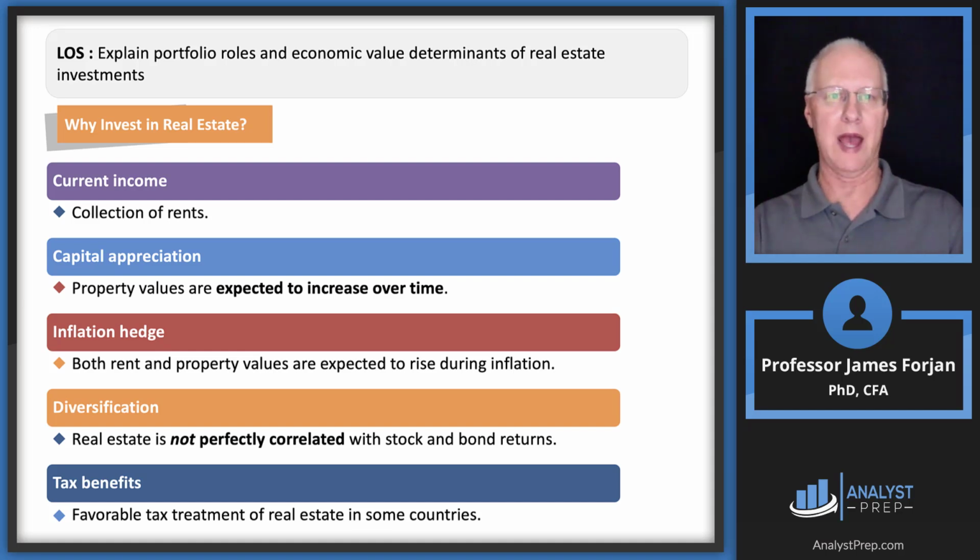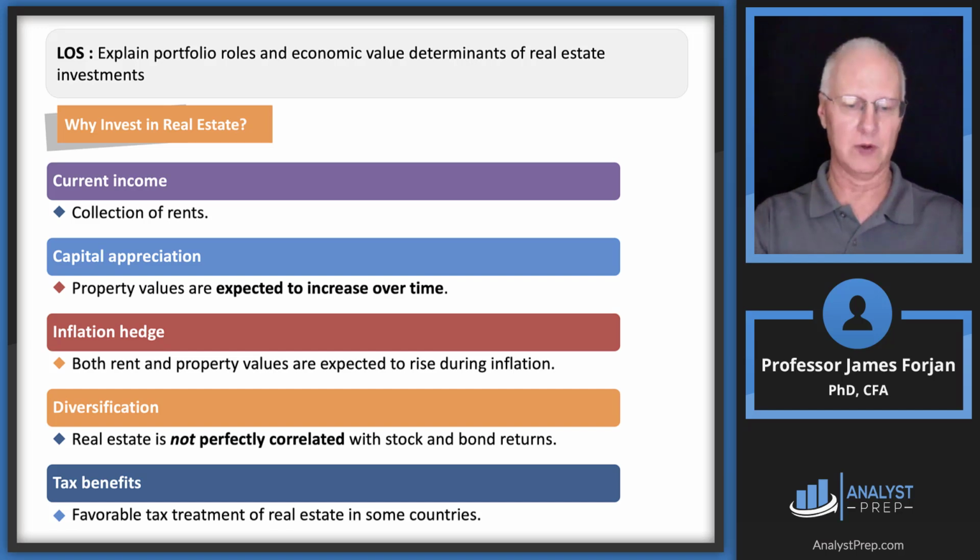So what do we have with equity and fixed income? We like income, right? And we like capital gains. But we also like diversification. So, of course, that applies here.